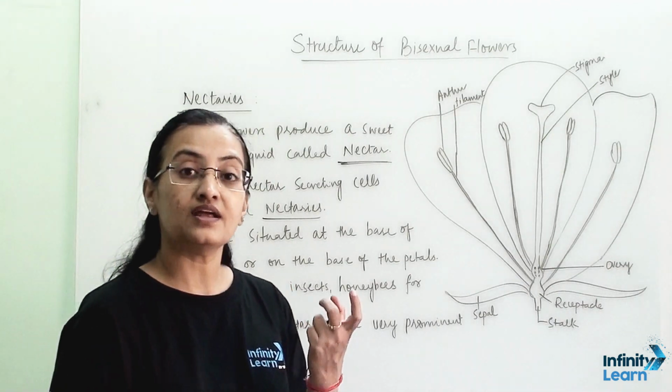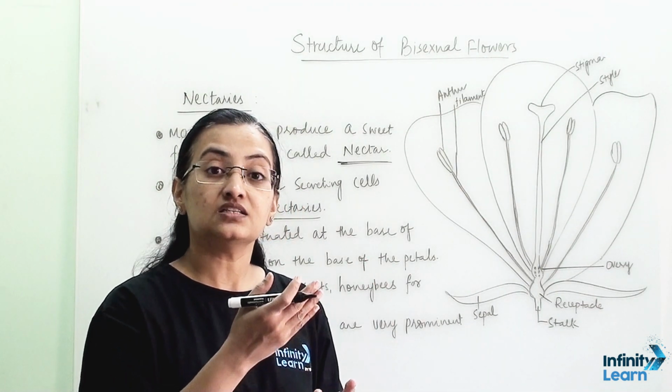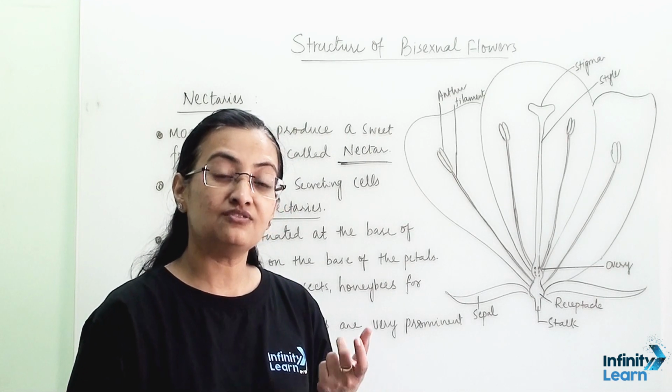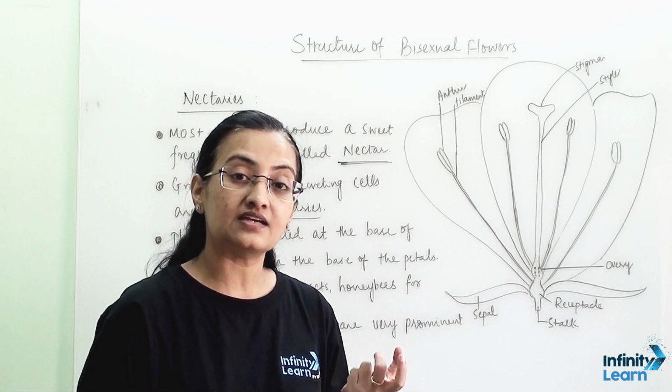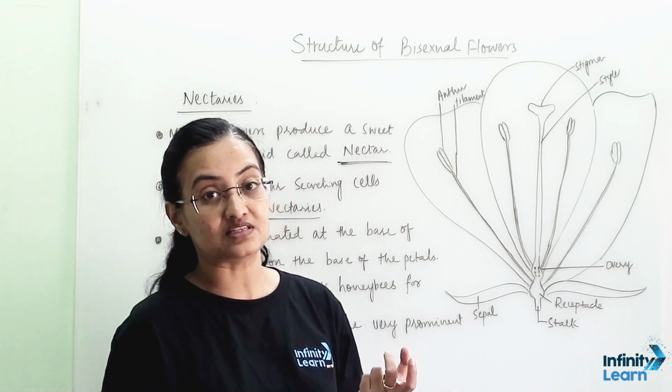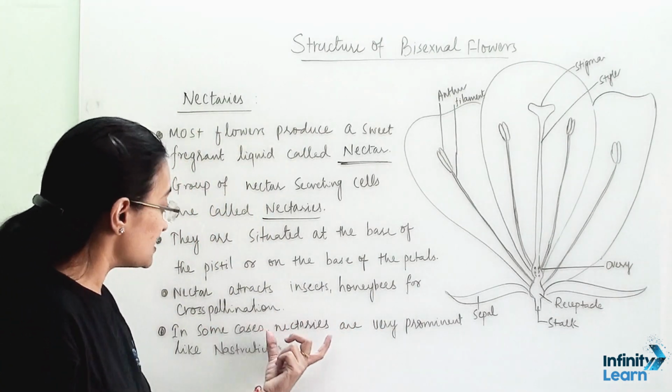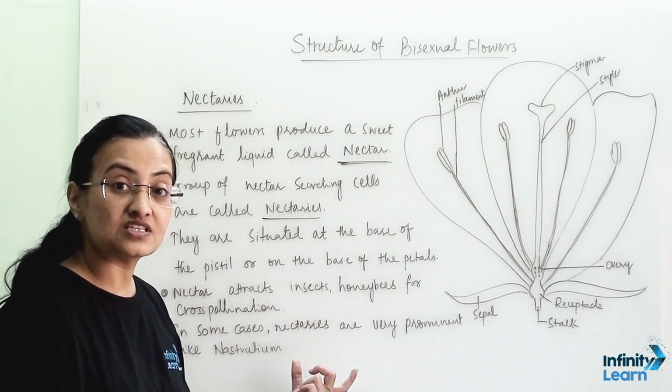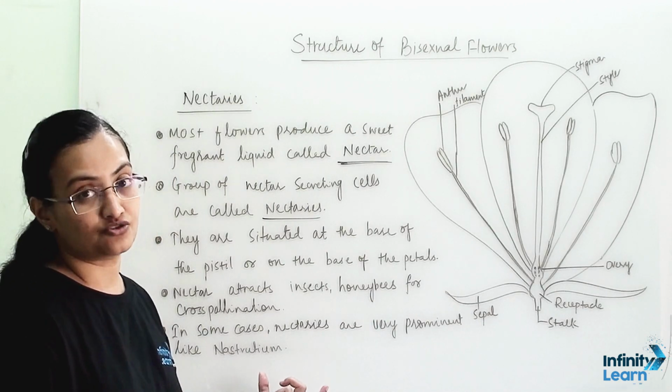In some cases nectaries are very prominent, like nasturtium. If we cut the nasturtium flower in half, then we will be able to see the liquid nectar at the base of the sepals. So that is why in some cases these nectaries are very prominent, like nasturtium.